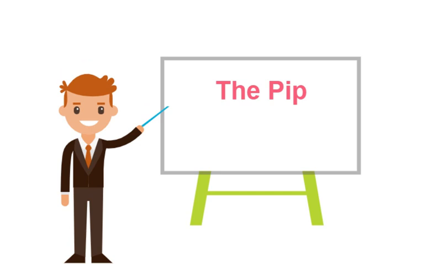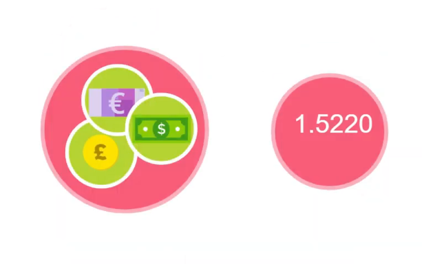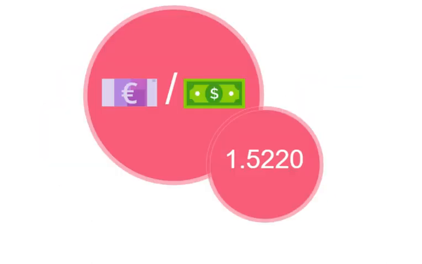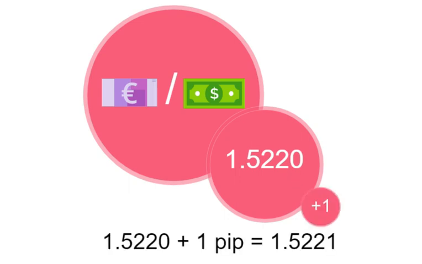A pip. Another important concept in the Forex market is the pip. Pip, singular, or pips, plural. In the Forex market, the exchange rate rises by pips and falls by pips. For most of the currencies, the pips are denoted 4 places after the decimal point. In other words, if the euro-dollar rate is 1.5220, then the number of the pip is 0. If the exchange rate was previously 1.5220 and now it rose by 1 pip, the exchange rate will be 1.5221.